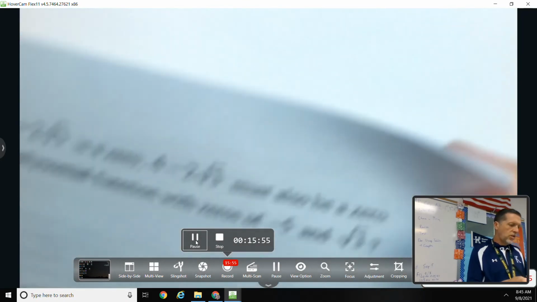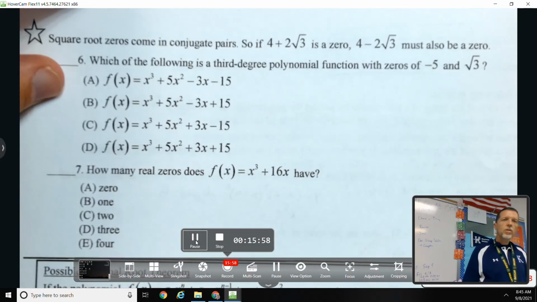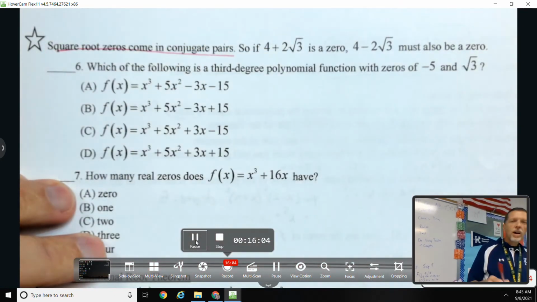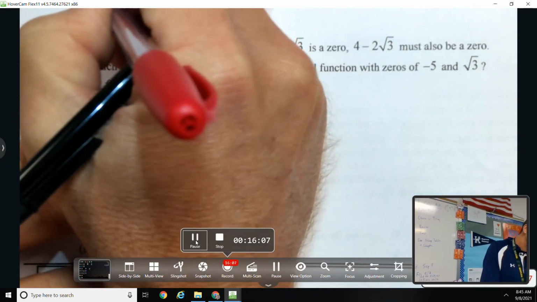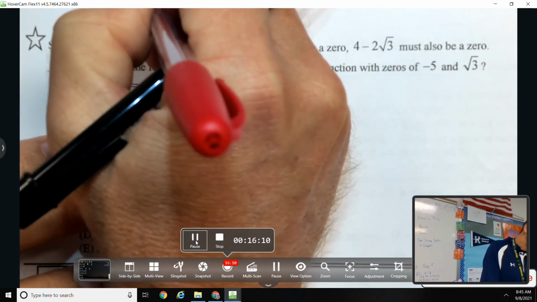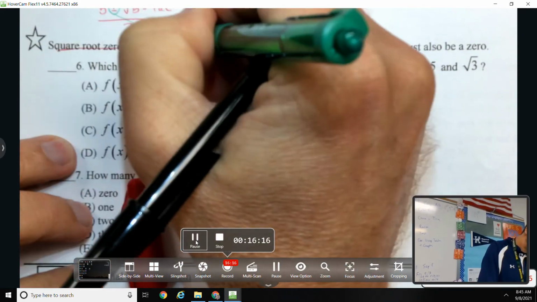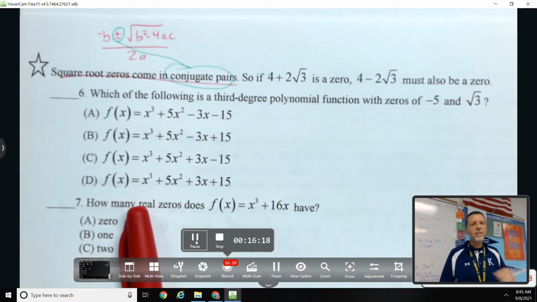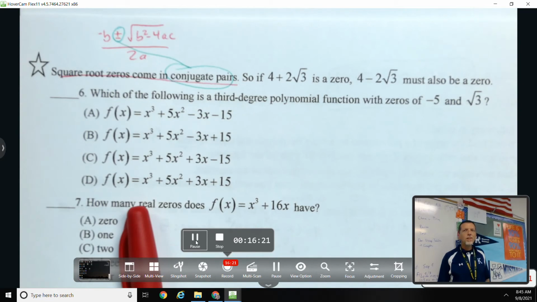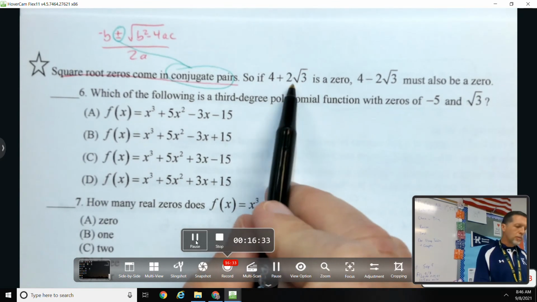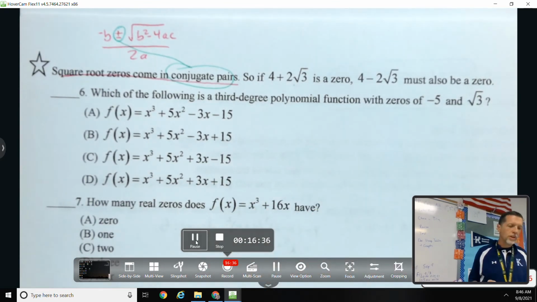All right, turn the page. Square root zeros also come in conjugate pairs. This is sort of related to the quadratic formula. That's the conjugate pair thing, the plus or minus. You may not have said it this way before, but you've seen this whenever you do the quadratic formula. You end up with conjugate pairs, at least if the square root won't simplify. So if 4 plus 2 root 3 is a 0, then 4 minus 2 root 3 is a 0.